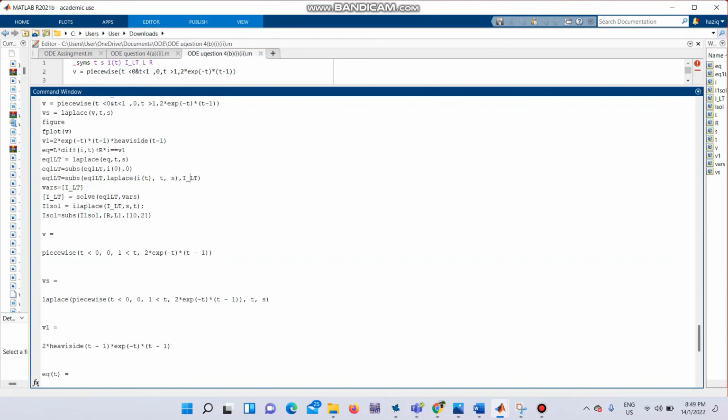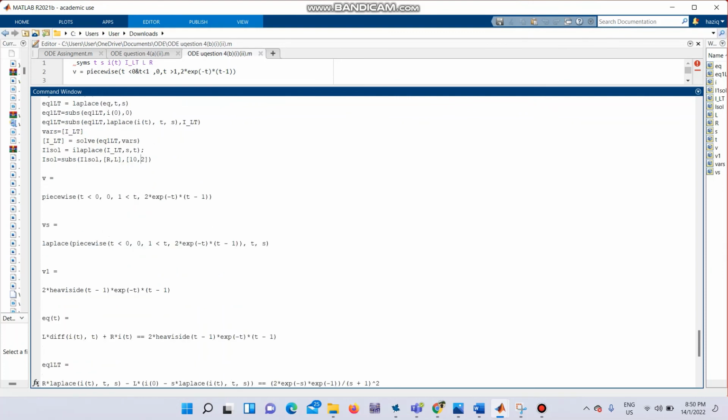The next is I_LT equal to solve equation 1 LT and vars. The next is equation 1 sol equal to ilaplace bracket I_LT, s and t semicolon. The next is I sol equal to subs bracket I1 sol, bracket R and L, and bracket 10 and 2. So this is the output that we get.